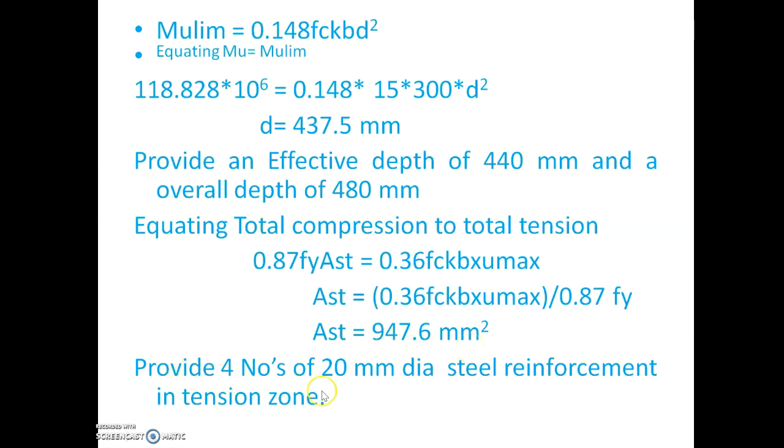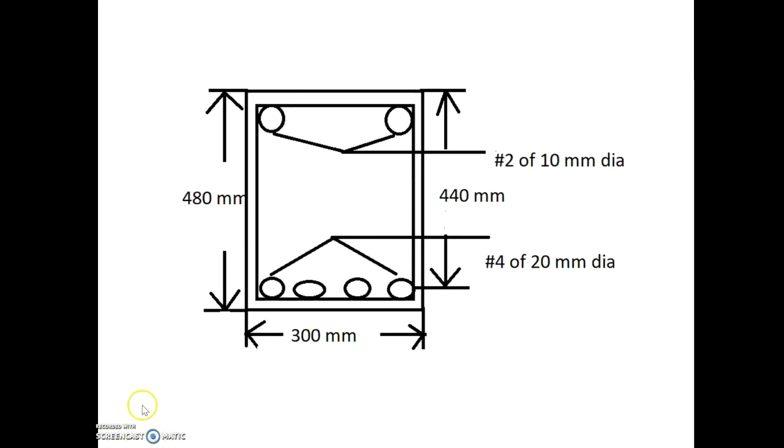So finally, using 20 mm diameter, calculate the number of bars. Finally, provide 4 numbers of 20 mm diameter of steel reinforcement in the tension zone. So this is the final diagram. In this case, the width of the beam is 300, total depth is 480, and effective depth is 440 mm. And we got a total of 4 numbers of 20 dia. And here we are providing anchor bars of 2 numbers of 10 mm diameter. Here the purpose of anchor bars is to support the stirrups.